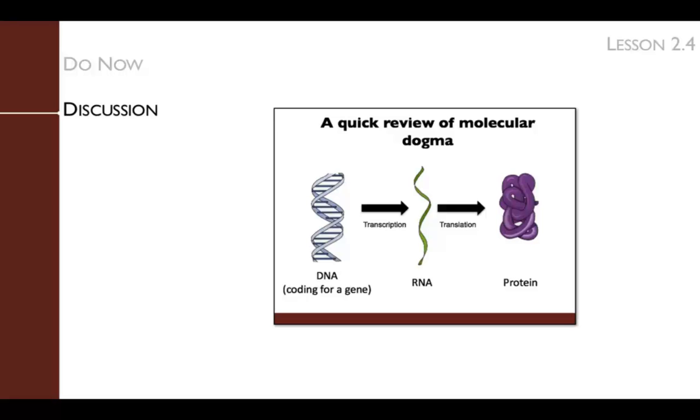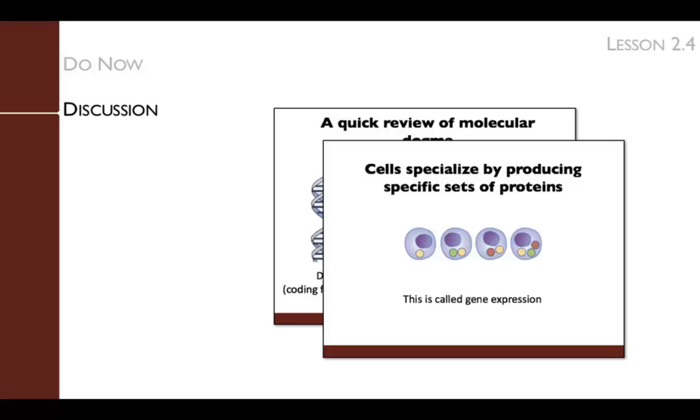Each cell in an organism has identical DNA. Different cells are specialized in different ways because they make different proteins, as illustrated here. This is called gene expression. But how do cells control which genes they express and when?